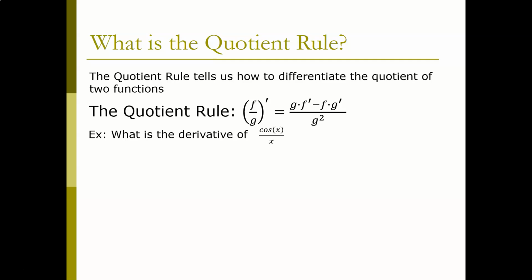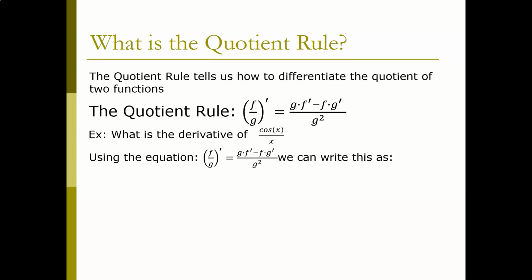So let's take an easy example: what is the derivative of cosine of x divided by x? Well, using the equation that we just expressed a moment ago, we can write this as x, which is our g, times cosine x prime, which is f prime, minus cosine x, which is f, times x prime, which is g prime. And then the whole function will be over x squared, which was g squared.